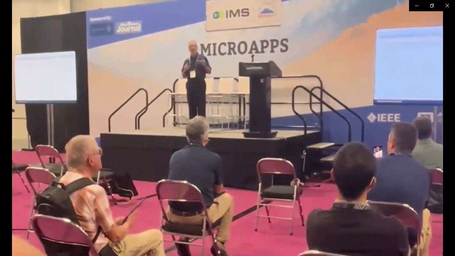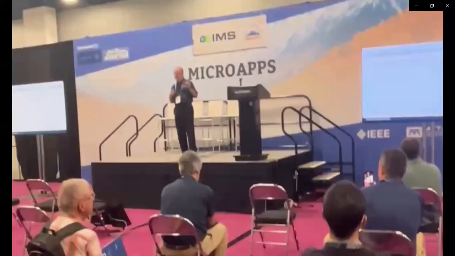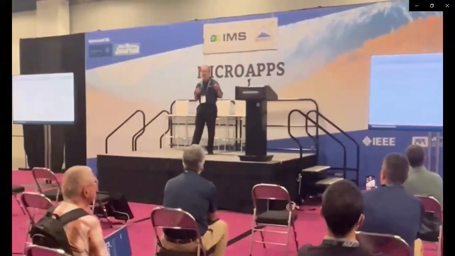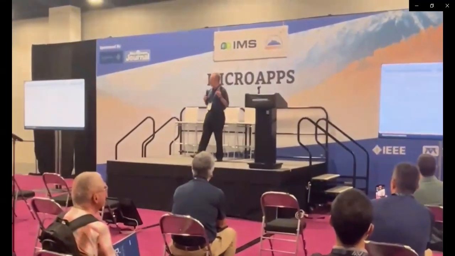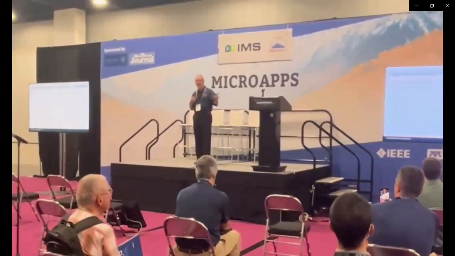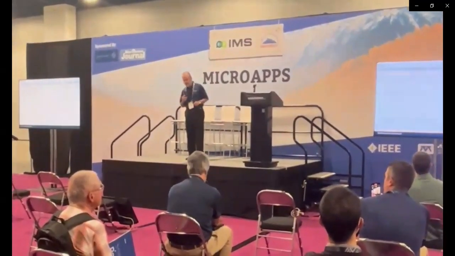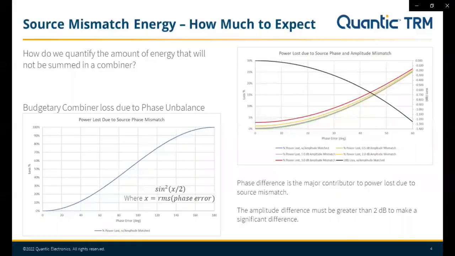A little bit here on how you actually quantify this process. In general, phase is your big thing you have to watch out for. Phase is what drives the energy into the places where you don't want it to go. So how do you estimate that? It is basically a half-angle sine squared function. You take the angle that you have, and you see the nomogram that I plotted on the left-hand side of the screen.